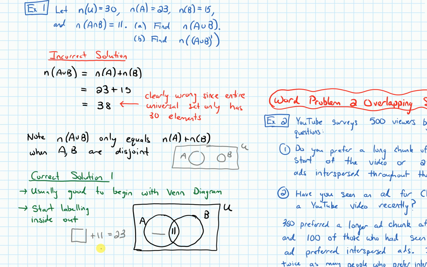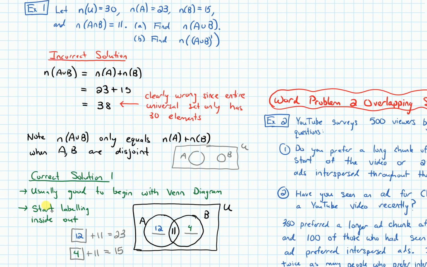So I could just fill in the blank here. I do a little algebra. I can subtract the 11 over. And if I do that, I can see, oh, this has to be 12, because 12 plus 11 is 23. So there's got to be 12 elements there. Okay, if I do the same thing for this other region of B, I'll put a box there. And if I add that to 11, that's making up all the elements that are in B. And the question tells me that there's 15 elements in B. If I fill in that blank, well, what plus 11 is 15? That's going to be 4. So 4 goes over there. And now I have those 3 regions of my Venn diagram filled out.